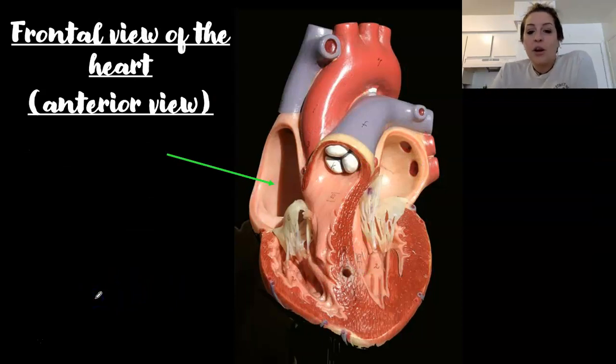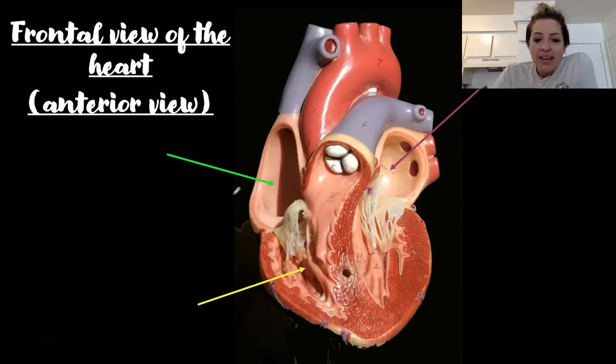All right, we are now looking at the inside of the heart from the anterior view. So what is this green arrow pointing to right here? This is your right atrium, correct. So what is that purple one pointing to? That is your left atrium. What is that yellow arrow pointing to? That is your right ventricle, and that is your left ventricle.